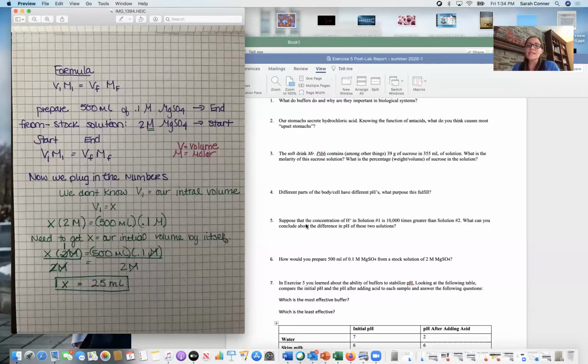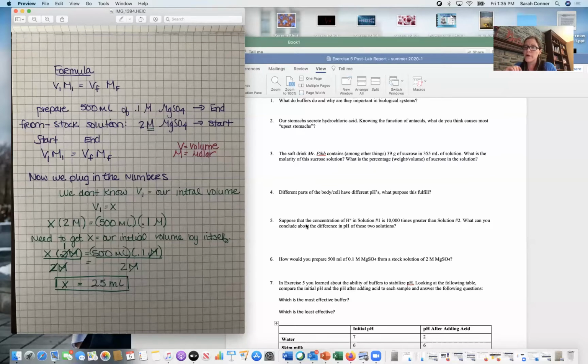So if the H plus is 10,000 times greater than solution 2, we can assume that solution 1 is super acidic and solution 2 is moving up towards the basic area or even the neutral zone. That also means that every time you move from, say, a 1 measurement in pH to a 2 measurement, it's 10 times greater. So that's what the measurement is.